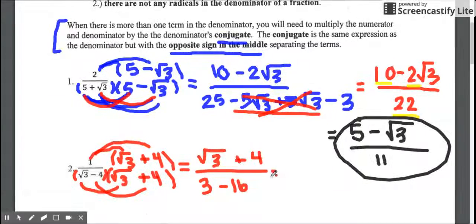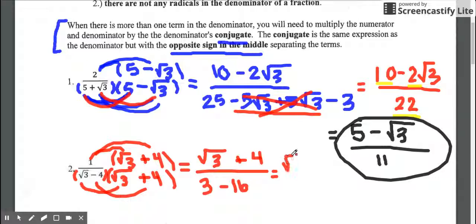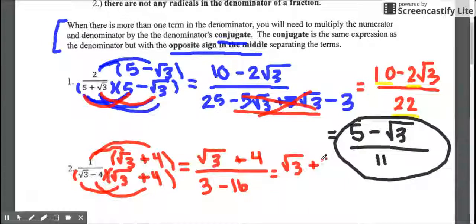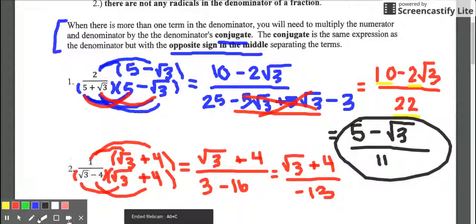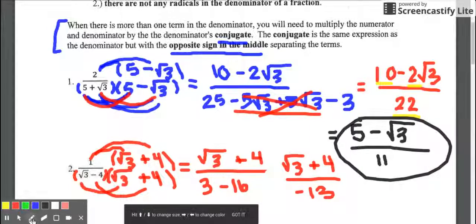So this is going to be equal to root 3 plus 4 over negative 13. Now you could leave it like that. It might look a little nicer if instead you bring the negative out front. So I'm going to erase this to save me a little room. If instead I wrote it, so I'm going to put my equal sign right there.